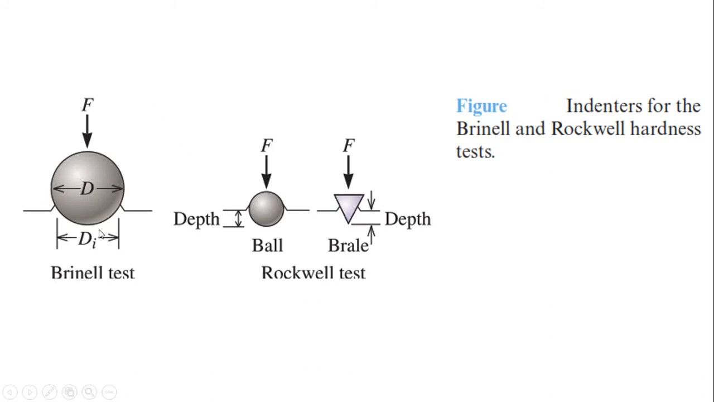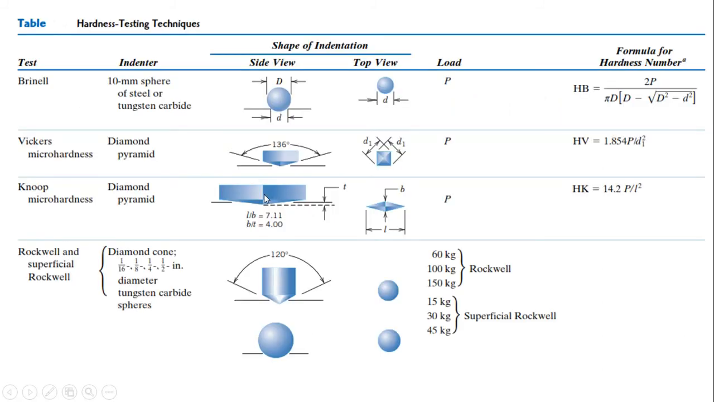So this is the shape of the indenter used for the Brinell test, a spherical indenter, and these are the indenters used for the Rockwell test. This is a diamond cone indenter. This one is a spherical ball indenter. Apart from this, there are many other tests also. We have the Knoop micro hardness test. We have the Vickers micro hardness test. So these are the shapes of indenters, and this is the specification, like how much load we need to apply and what is the formula for finding the hardness number. So this table gives all that. Okay.